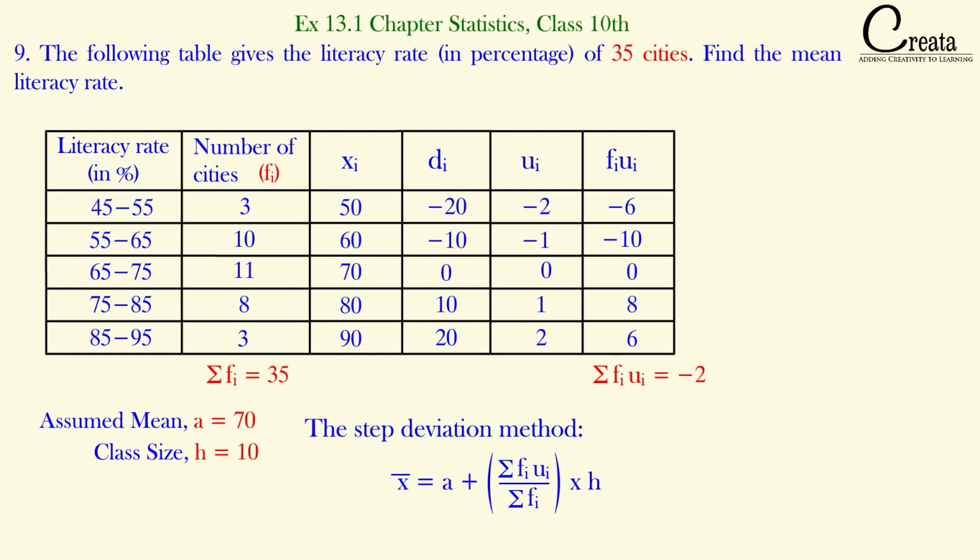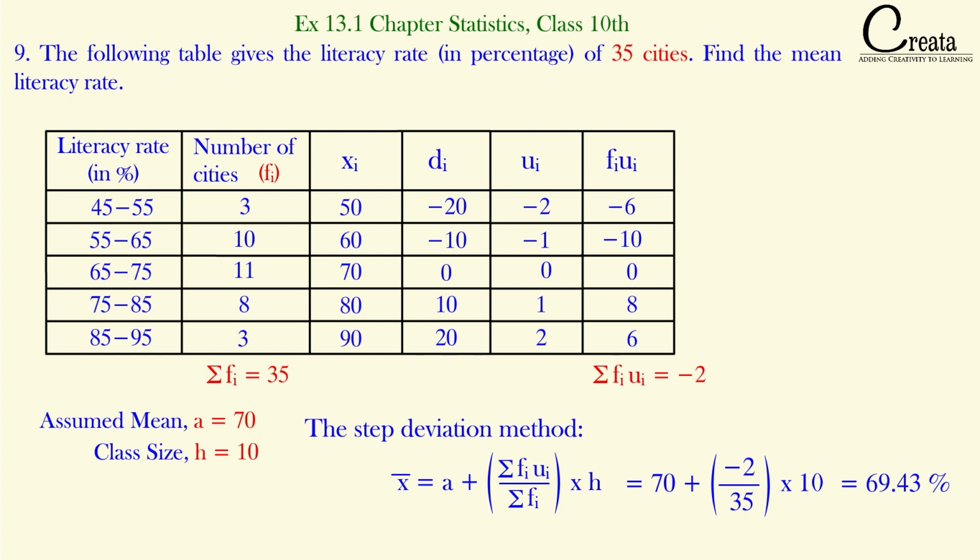Let's use the formula of the step deviation method. Here A, the assumed mean, is 70. Class size h is equal to 10. Let's put in all the values and solve it. We got our answer, that is, the mean literacy rate is 69.43%. That is the answer.